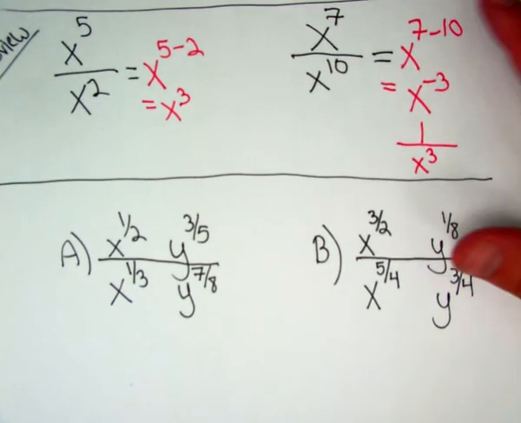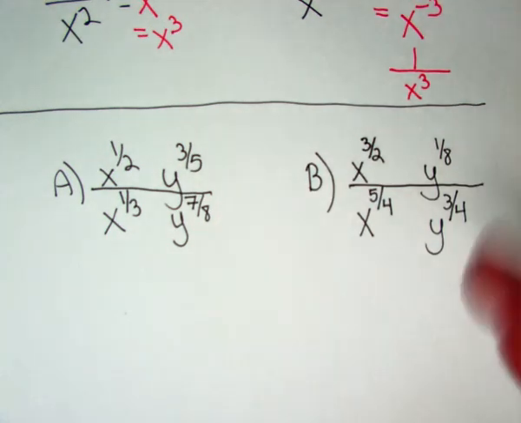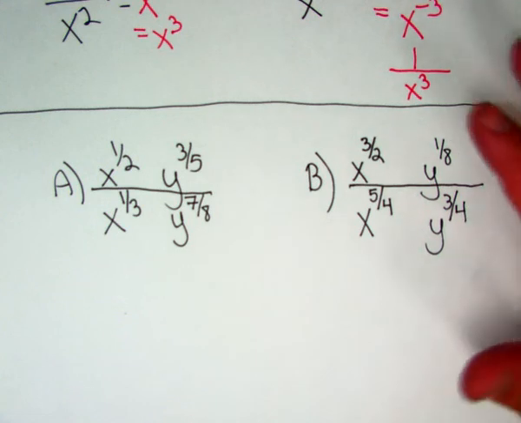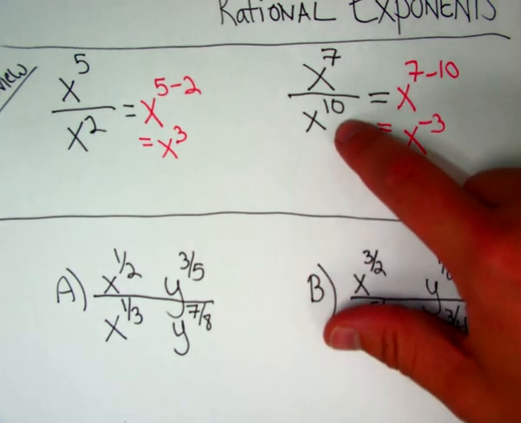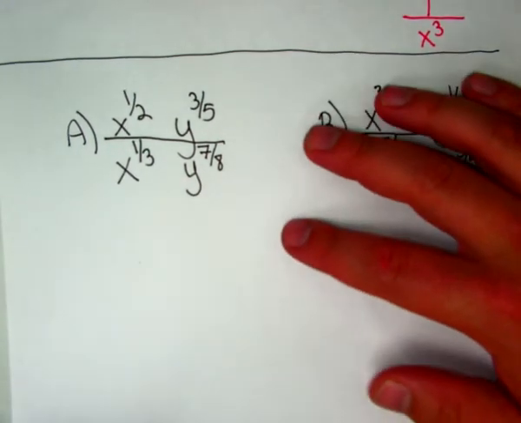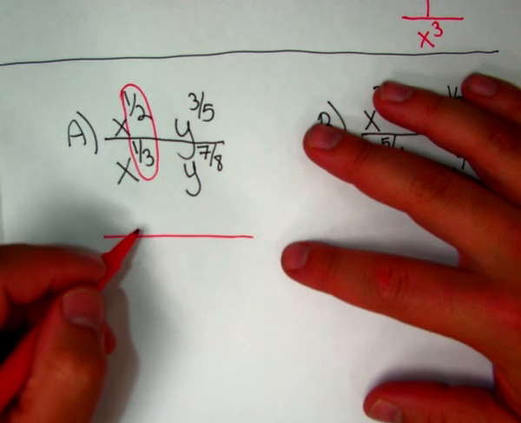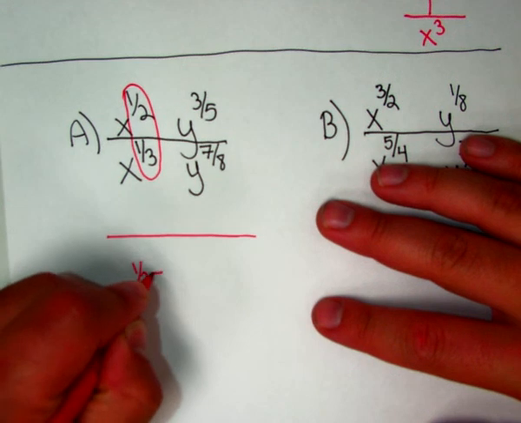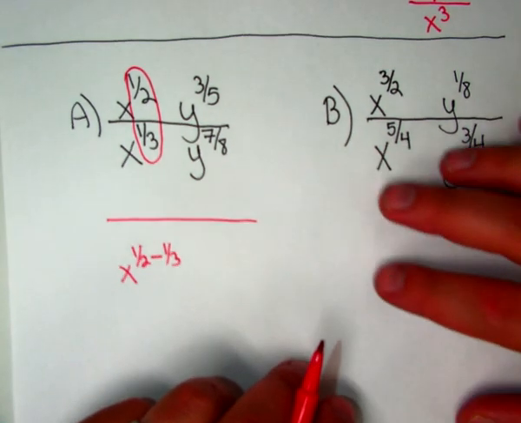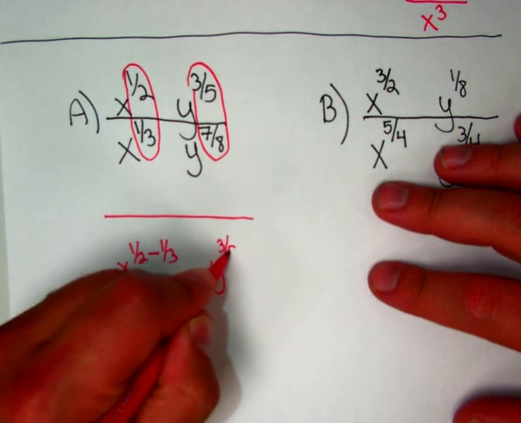Well, what about in these problems? This is what we're dealing with at goal 12. How do I know which one's bigger and smaller? Some of you can look at fractions and know whether the fraction's bigger or smaller. But for simplicity, just stick with that pattern of doing the top minus the bottom. So do the same thing for letter A here. We're going to do top minus the bottom. All right. And when we do this, we're going to have x to the 1/2 minus 1/3. And do the same thing right here. We're going to have y to the 3/5 minus 7/8.